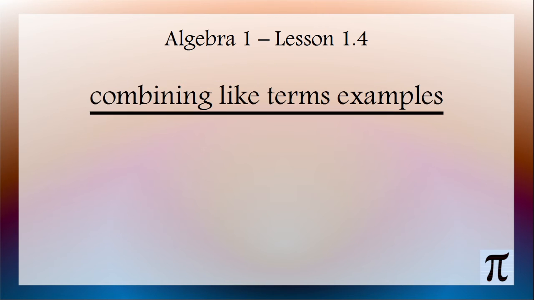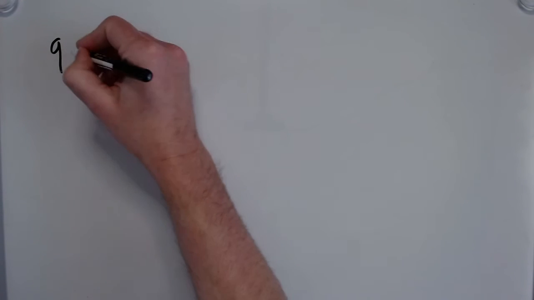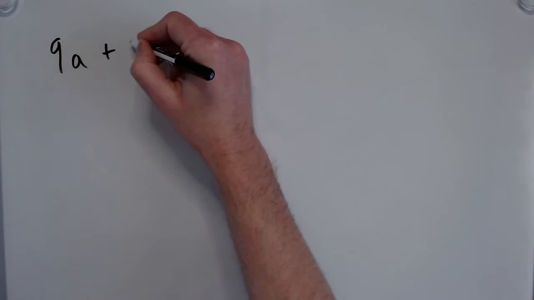We're going to go right back to the whiteboard and combine some terms that are like. Okay, we're back at the whiteboard, so let's combine some like terms. Let's start with something fairly straightforward. 9a plus 10a.